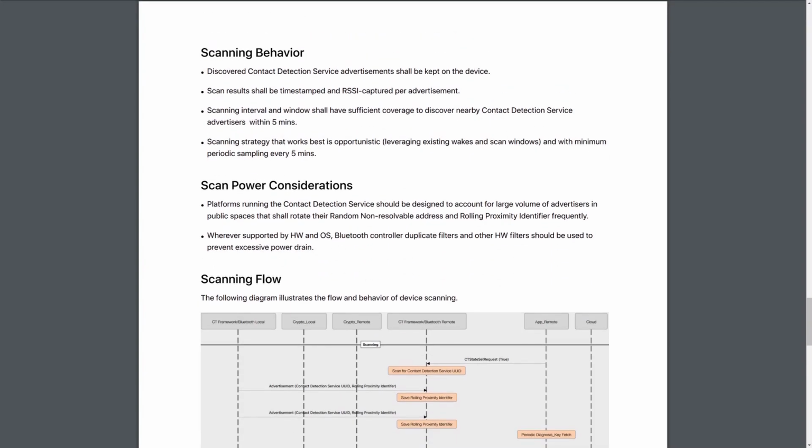Now we can look at the scanning behavior. The scanning behavior is actually retrieving someone advertising this rolling proximity identifier to you. Any discovered contact detection service advertisements will be kept on the device that is scanning, and the scan results will be timestamped and have the signal strength captured per advertisement. Now, keep in mind that the scanning interval and window shall have sufficient coverage to discover nearby contact detection service advertisers within 5 minutes. The window will be small enough that every 5 minutes we will retrieve at least one rolling key. Obviously, there are some power considerations. We don't want to be scanning too much that we drain the battery completely. That has to be part of the engineering consideration.